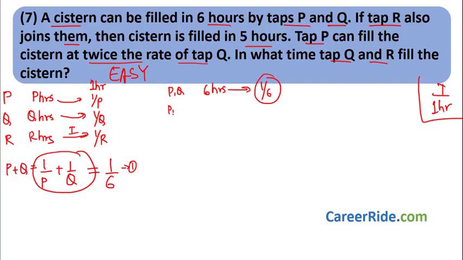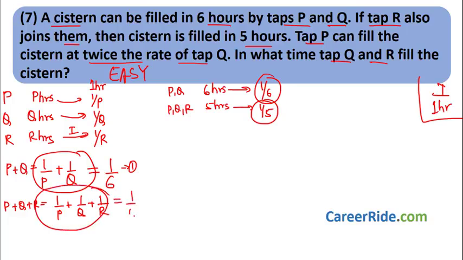Same way, they have given that P, Q and R fill the entire tank in 5 hours. So in 1 hour, P, Q and R fill 1/5 of the tank, right? Because we simply invert. Now over here, when P is on, when Q is on and when R is on, work done in 1 hour is what? Work done by P in 1 hour plus work done by Q in 1 hour plus work done by R in 1 hour, right? But this is nothing but 1 by 5, because we already know that if in 5 hours the tank gets filled, in 1 hour 1/5 gets filled. So 1 by 5 is nothing but 1 by P plus 1 by Q plus 1 by R. This is the second equation.